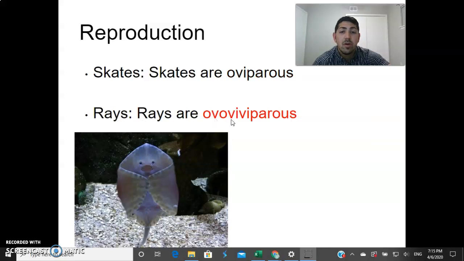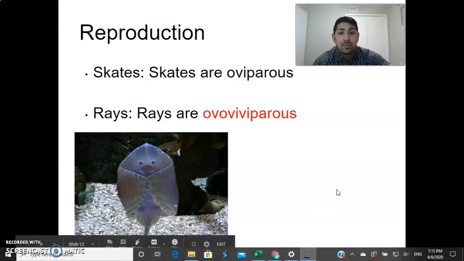And rays are going to be ovoviviparous, ovo meaning egg, and vivi meaning life, and birth is parous. So what this means is that inside of these rays, they're going to have these mermaid's purses inside of them, and they're going to hatch from those mermaid's purses from within them, and then they're going to come out living.